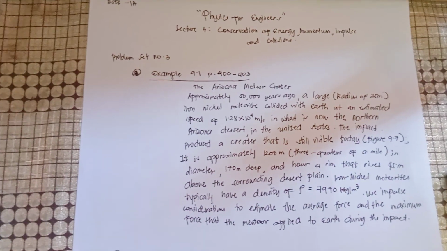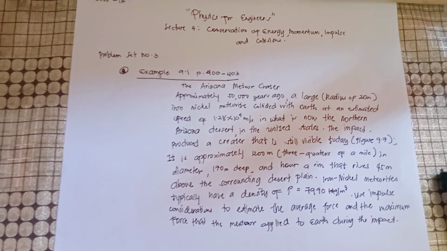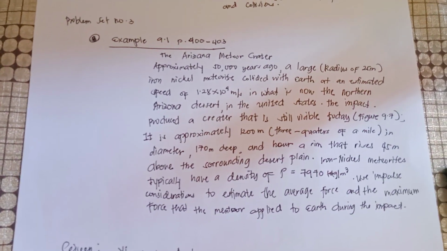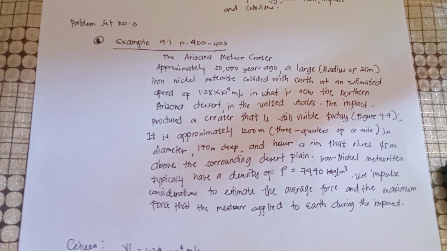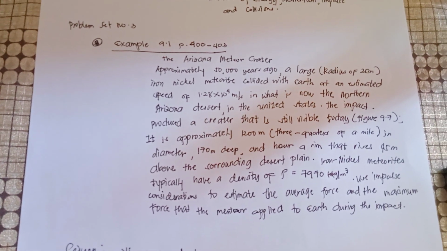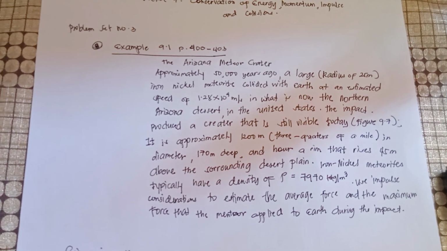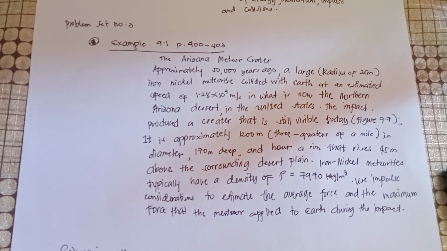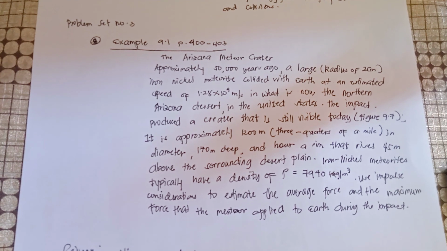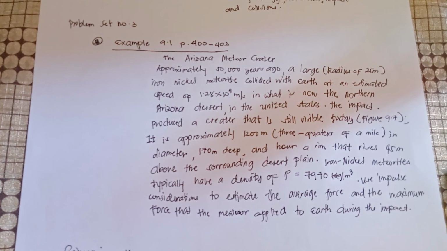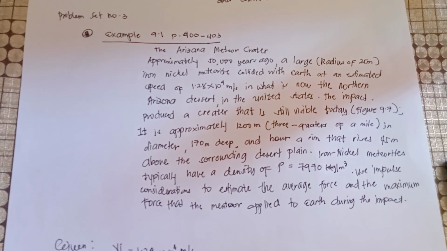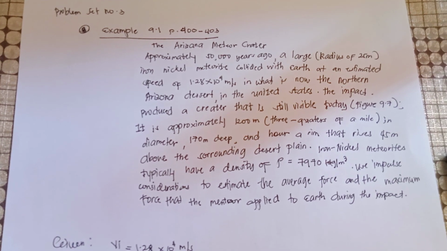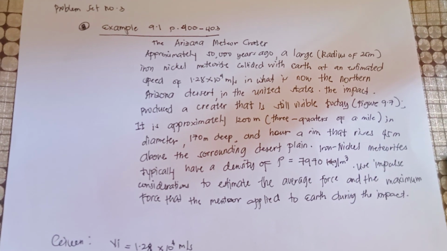Let's move on to problem set number 3. Example 9.1, pages 400 to 403: the Arizona meteor crater. Approximately 50,000 years ago, a large iron and nickel meteorite with a radius of 25 meters collided with Earth at an estimated speed of 1.28 times 10 to the 4th power meter per second in what is now the northern Arizona desert in the United States. The impact produced a crater that is still visible today.